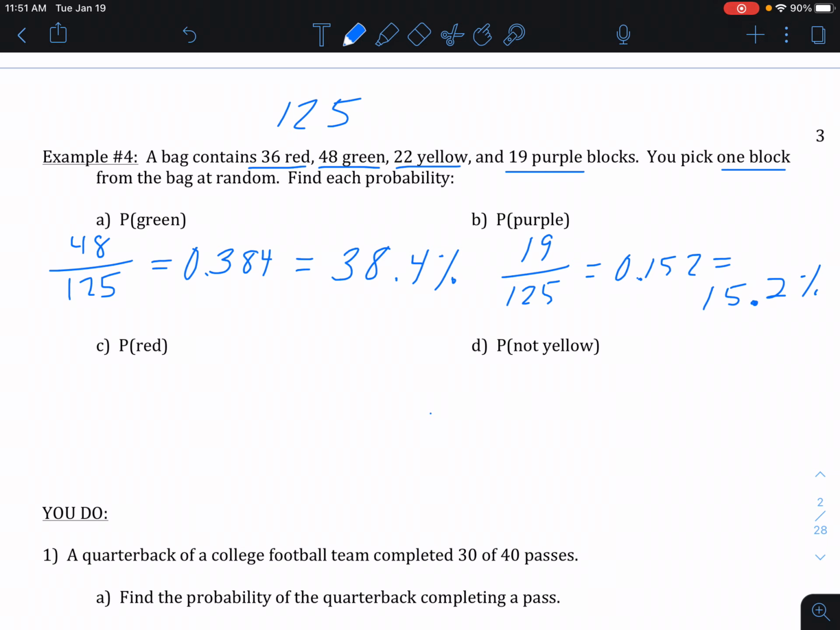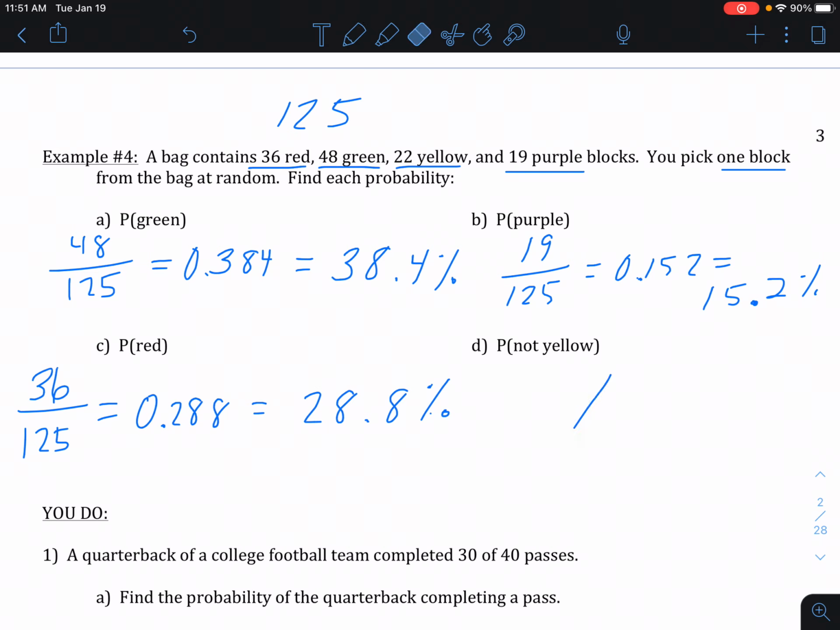The probability of getting a red, 36 out of 125. So divide that now. I get 0.288. Move the decimal to the right 2 spots to get 28.8%. Notice I'm not rounding my percents to a whole number. I am giving decimals. When in doubt, in math, it's always good to have numbers after decimals, especially with probability.